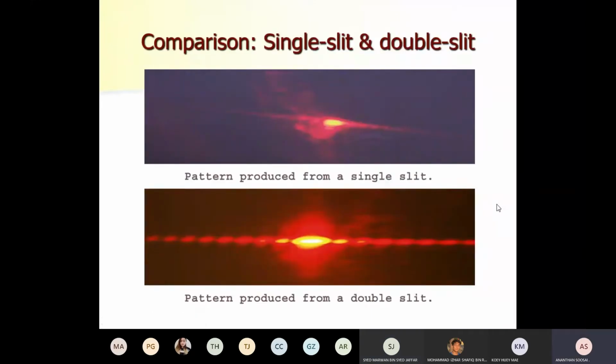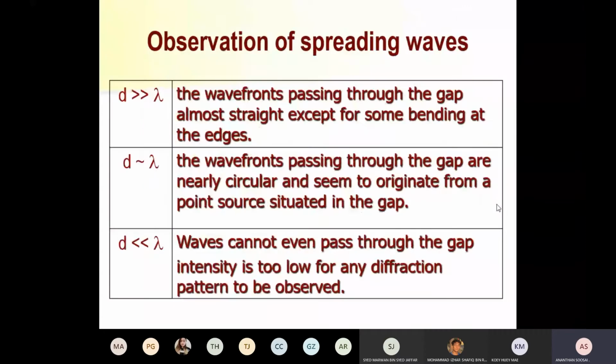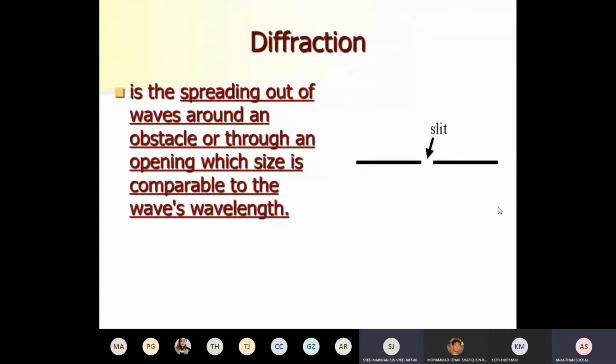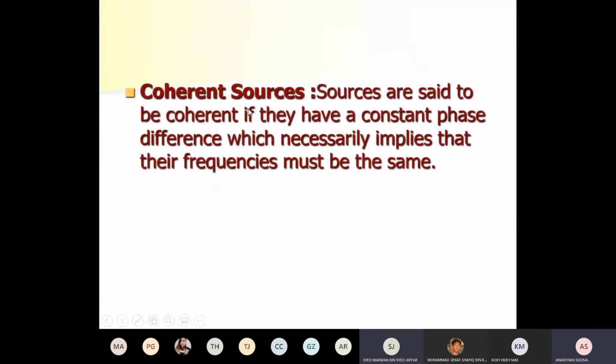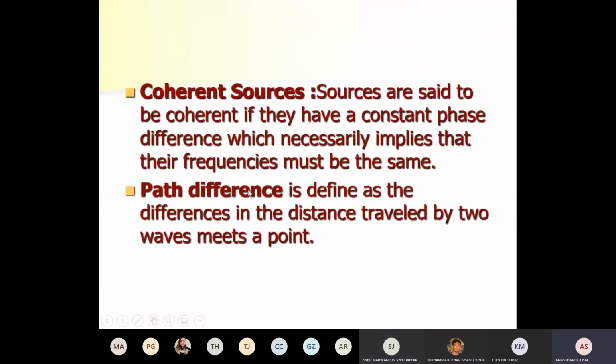So I'll just go through fast. We learned about diffraction, the spreading of waves passing through a slit, and we talked about double slit. Before we talked about double slit, we talked in depth about what is coherent, what is path difference. Coherent source: two sources need to be coherent if they have, the keyword is what? Constant phase difference. Is a coherent source affected by amplitude? Let's say two sources have a constant phase difference, but the amplitude is different. Is it coherent?